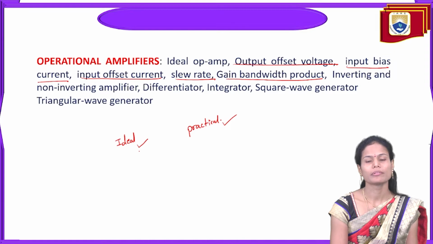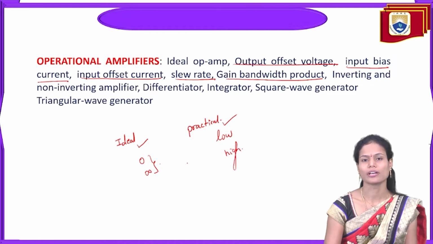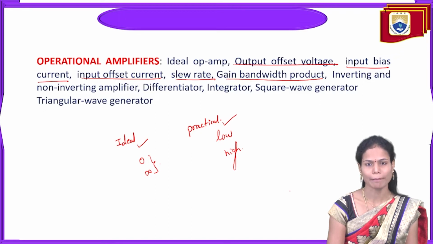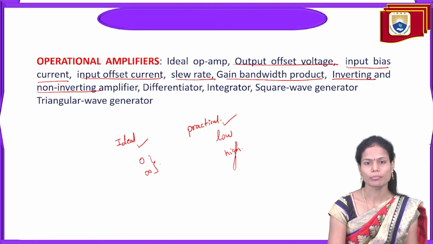These are predetermined values in the ideal case that may be almost 0 or infinite. Those values may be either 0 or infinite in the ideal case, but in the practical case we get either low or high values. We may not reach either 0 or infinity in the case of a practical operational amplifier. Next we're going to discuss the different modes of operation of the operational amplifier. It will operate in 3 modes: inverting mode, non-inverting mode, and differential mode.